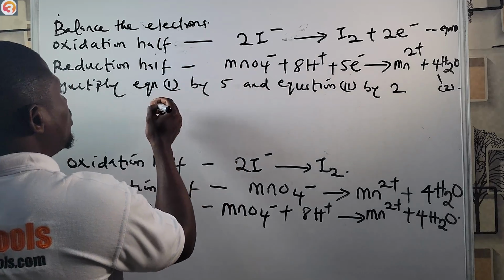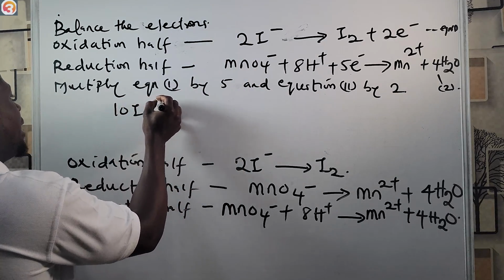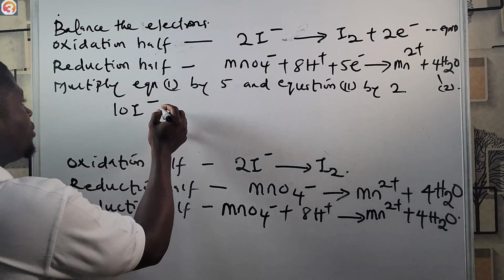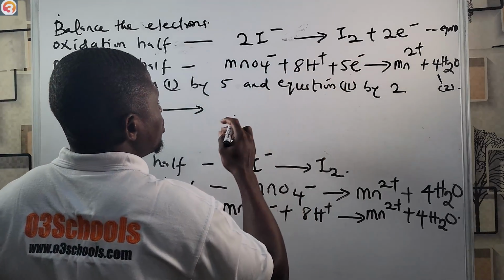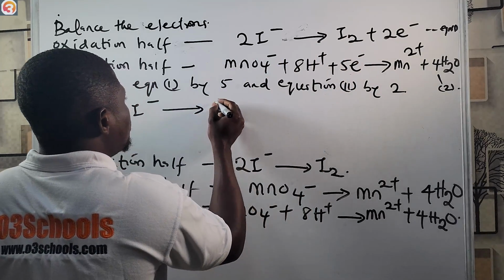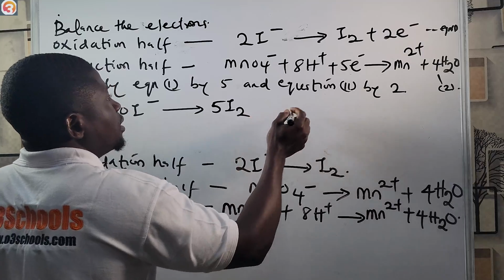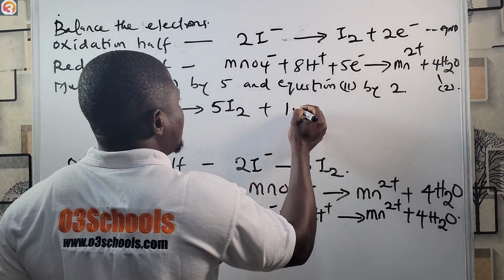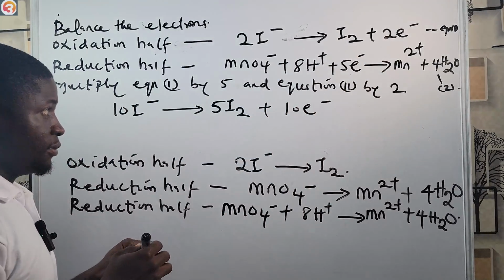Now 2I times 5 is what? 10I minus. Are you there? Then it's equals to the other side now. 5 times I2 is what? 5I2. Then plus 5 times 2 is what? 10 electrons minus. Okay, we get that.